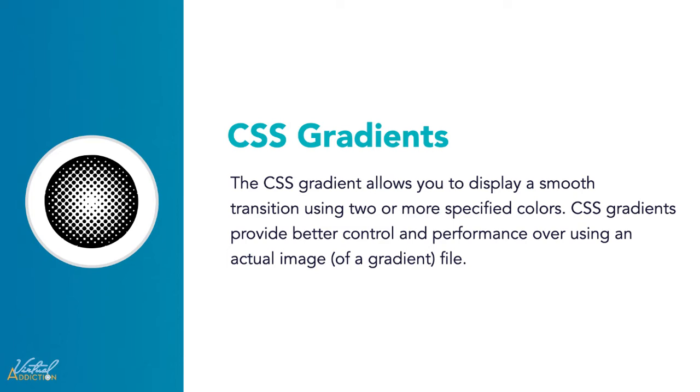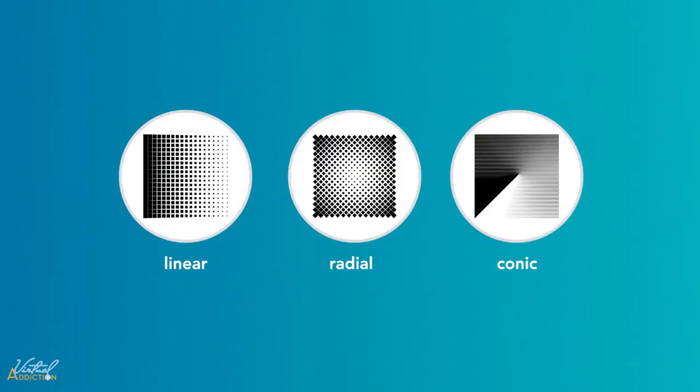CSS gradients generally display a smooth transition using two or more specified colors. They provide better control and performance over using an actual image of a gradient file. The background image CSS property is used to declare gradients as a background. We have three types of gradients in CSS: linear, radial, and conic.